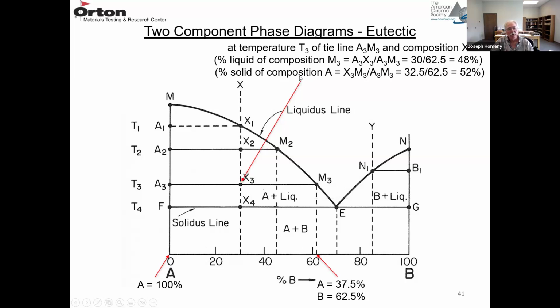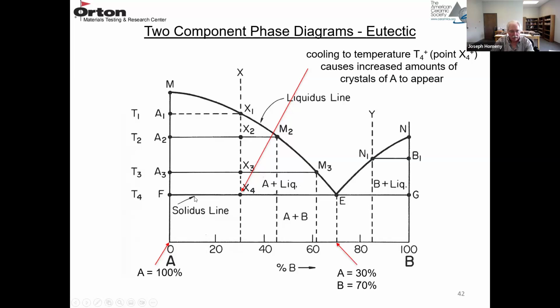And then the solid percent of composition A is X3M3 over A3M3. This is 32.5. This one is 62.5. So 32.5 divided by 62.5 is 52%. So the percent solid is increasing. So going down in temperature, we can calculate the percent liquid and solid, and we can see what the composition of the crystal is and the liquid phase.